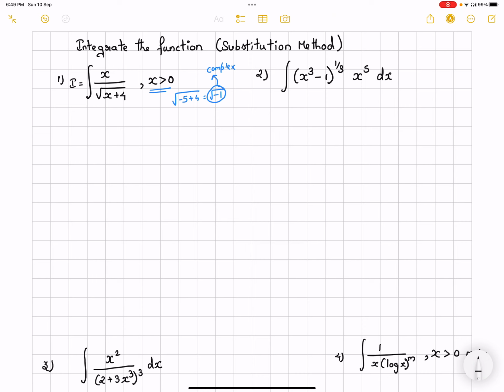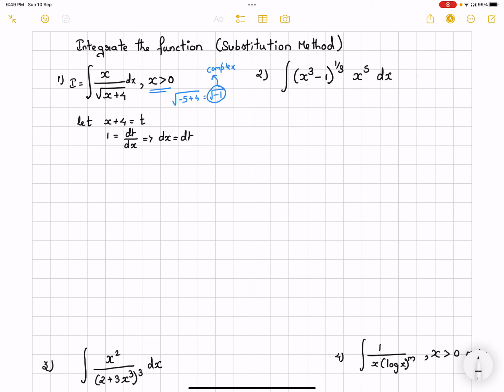Now let's start with the problem. I would be considering this as I is equal to. Since I'm using the substitution method, when I substitute, I have to get the other part of the question as well. So let x plus 4 be equal to t. When I differentiate, I get 1 is equal to dt by dx, so this implies that dx is equal to dt.